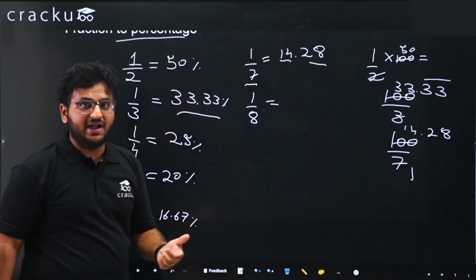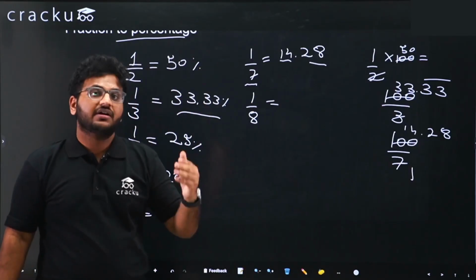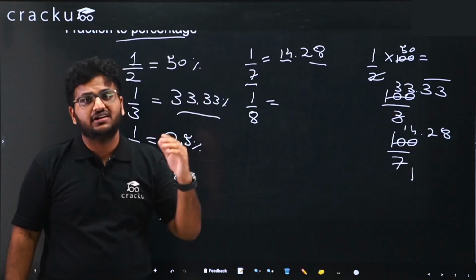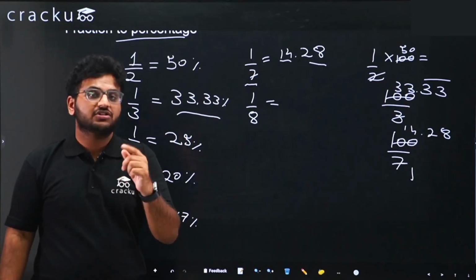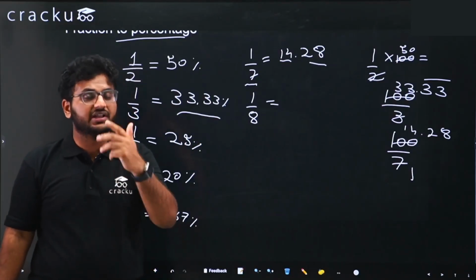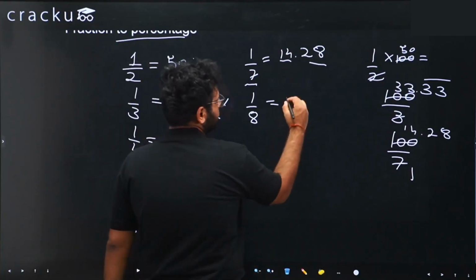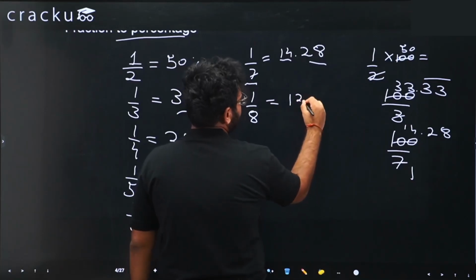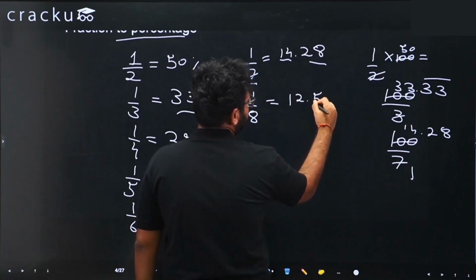Now 1 by 8 would be what? What we did with 1 by 4? 1 by 2 divided by 2. Now what we will do for 1 by 8? So 1 by 4 divided by 2. So 1 by 4 is what? 25%. 25% divided by 2 is what? 12.5%. So it would be 12.5%.